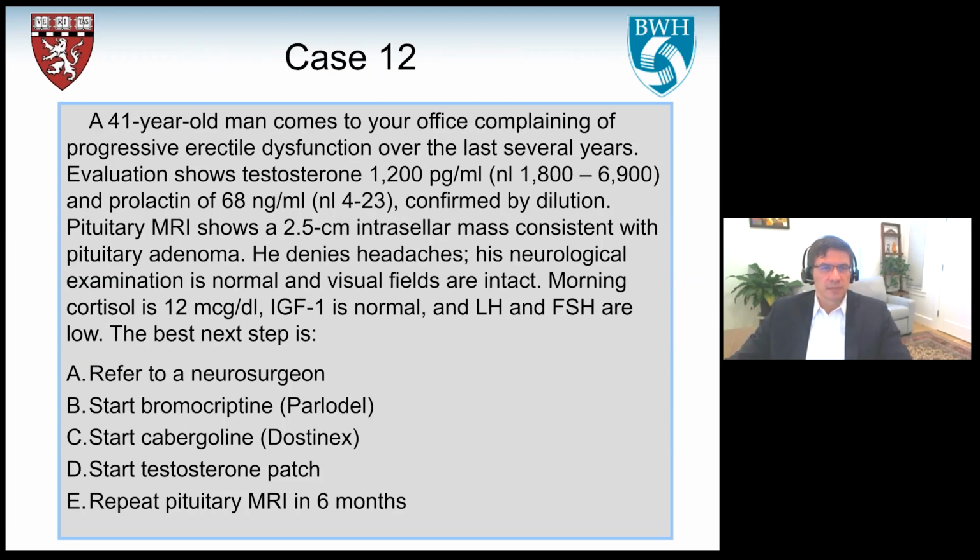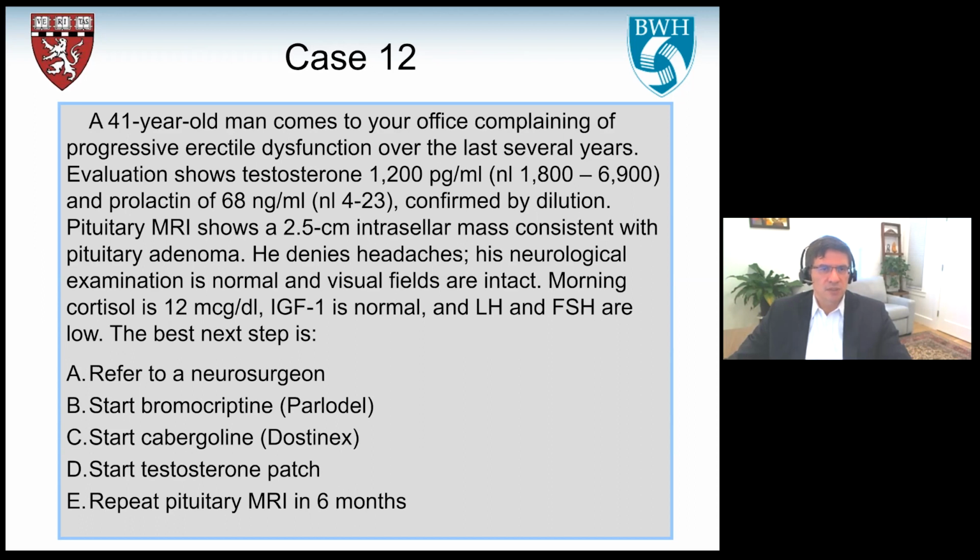Case 12. A 41-year-old man comes to your office complaining of progressive erectile dysfunction over the last several years. Evaluation shows testosterone of 1,200 picograms per mL, with the lower limit of normal being 1,800, and prolactin of 68 nanograms per mL, with the upper limit of normal being 23, confirmed by dilution. Pituitary MRI shows a 2.5 centimeter intrasellar mass consistent with a pituitary adenoma. He denies headaches, his neurological examination is normal, and visual fields are intact.